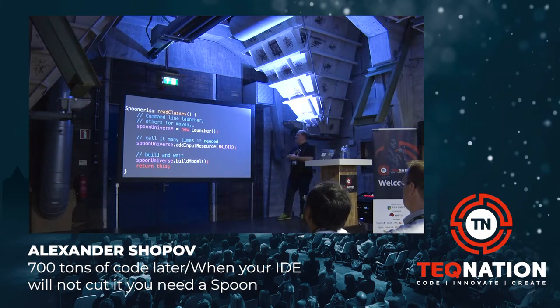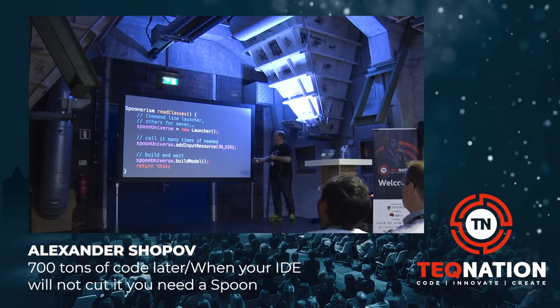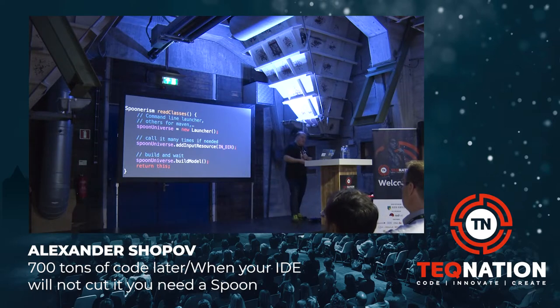Okay, reading classes. It's kind of easy. You get your Spoon universe, you create a new launcher, and you add all the input sources that you're interested in. You can add as many directories or point to individual files, and you don't need to specify the whole class path and everything used inside of it. At the end of that, you build your model, and you'll get some statistics back on how much time you needed to build that model.